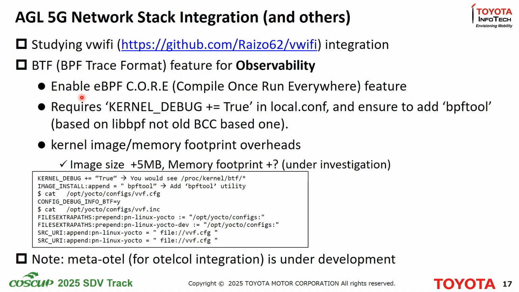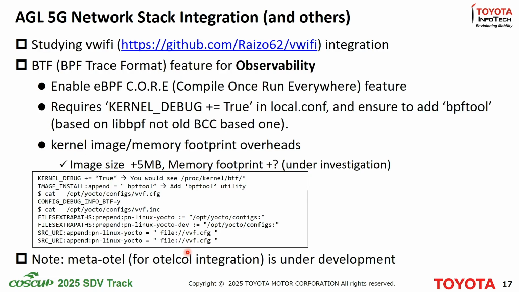In order to do this, I wanted to enable the so-called eBPF feature of the Linux operating system. In the eBPF world, there is a feature called CO-RE, compile once run everywhere, and this requires some additional configuration of the Yocto Linux kernel. You can do this by following this simple additional configuration when you build Yocto Linux, like AGL.